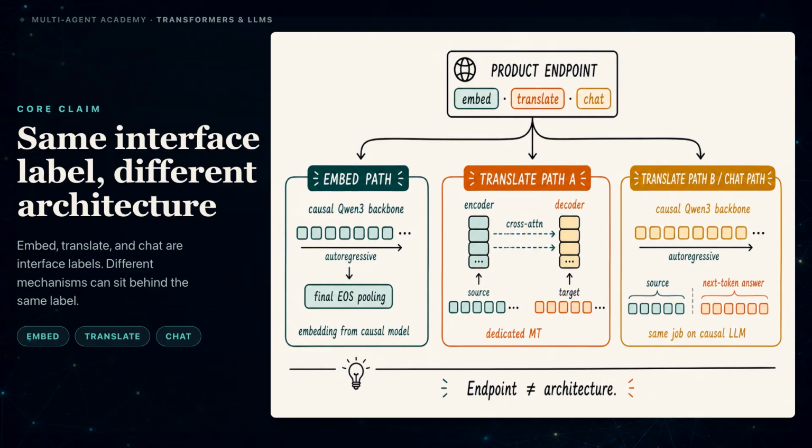Seeing embed, translate, or chat does not tell you which transformer design is running. Look at those three jobs more carefully. On the embed path, a causal QN3 model can still return an embedding from the final end-of-sequence hidden state. One translate setup is a model trained only for machine translation. An encoder reads the source, an autoregressive decoder writes the target, and cross-attention links them, as in NLLB. Another translate path, and the usual chat path, keeps one causal language model. The source sits in the prefix, and the answer is generated token by token. Same interface labels, different mechanisms.